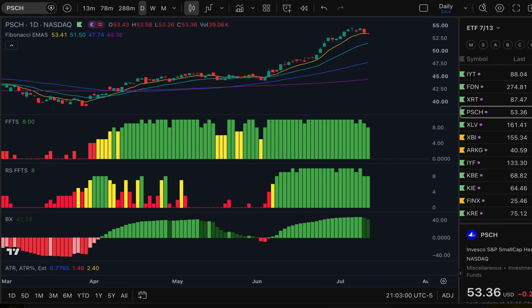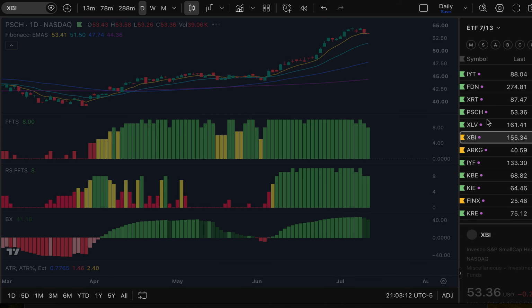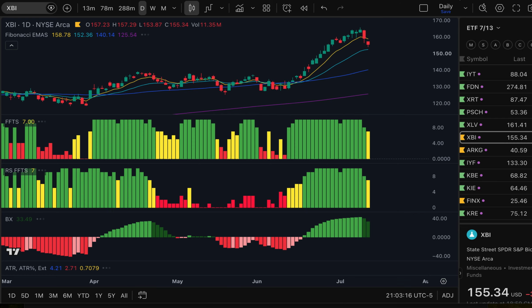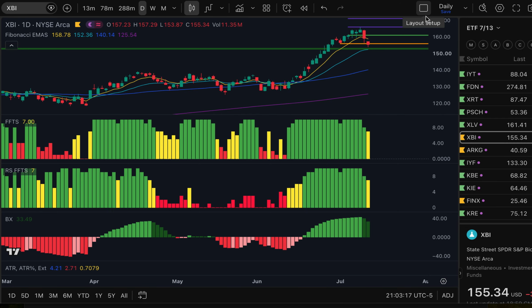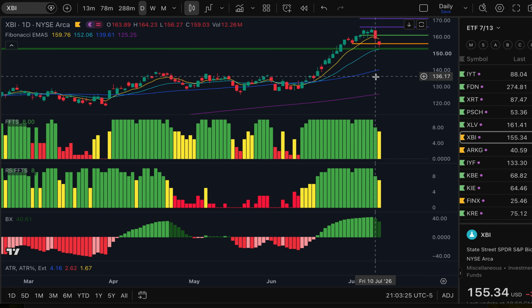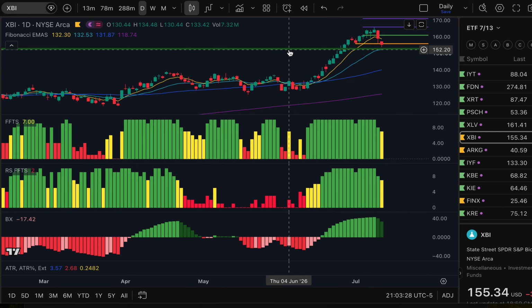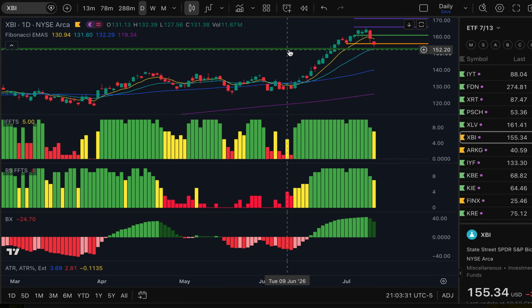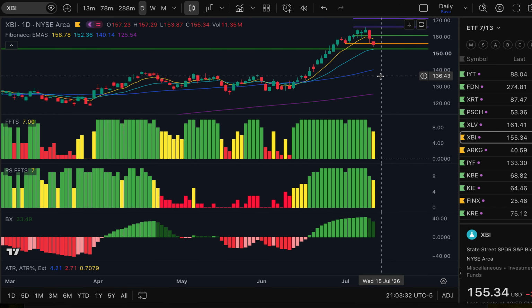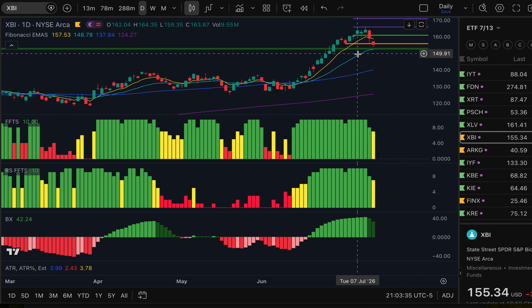Looking good with 8 out of 10 on the trend and relative strength trend and positive momentum. XLV we've already looked at. XBI, this is the biotech ETF. So it had a pretty good trend here, and I've drawn this thick dark green line. That's what's called a GLB, green line breakout.